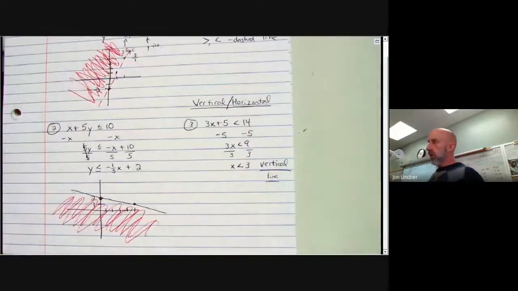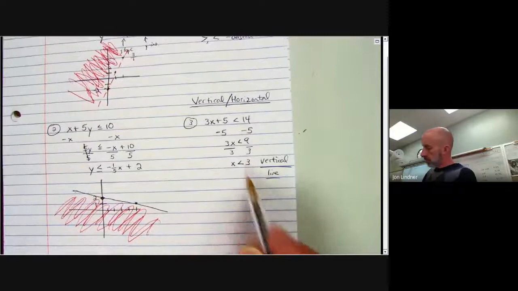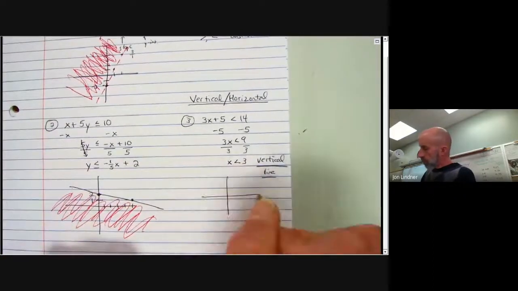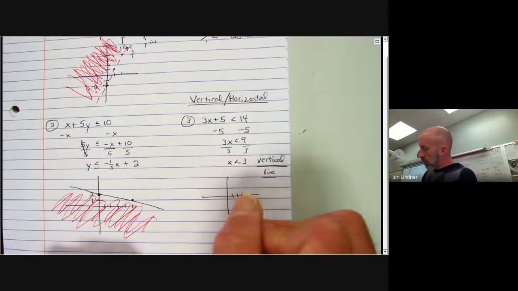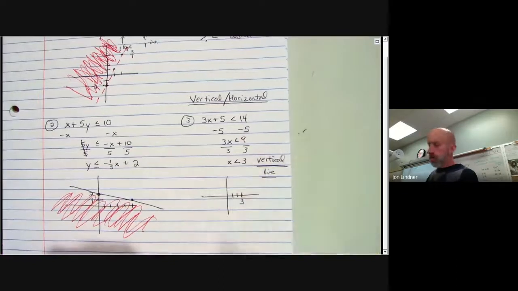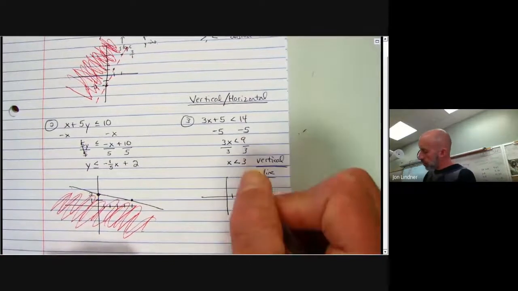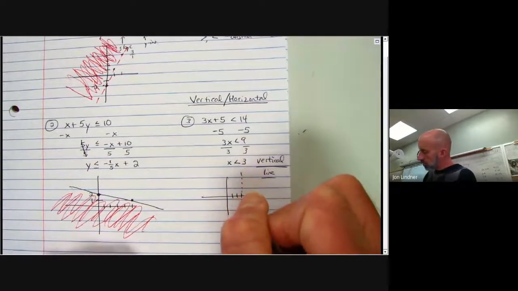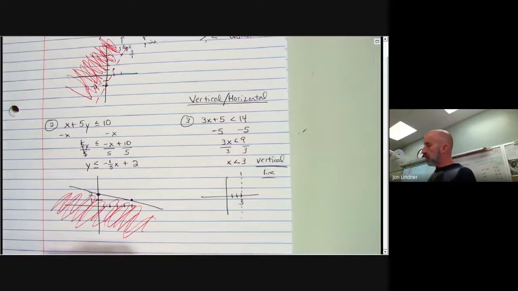Where do you put the vertical line through? Through 3. So you just put a vertical line through 3. Now this one is less than, so we would do a dashed line. And because it's less than 3, you would shade to the left.